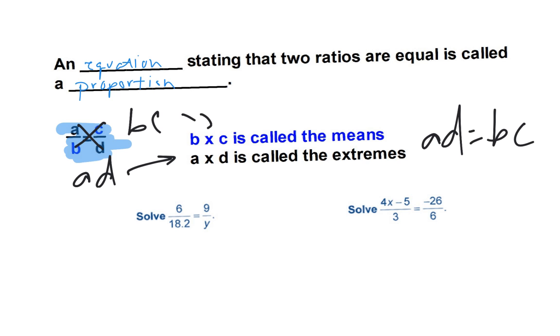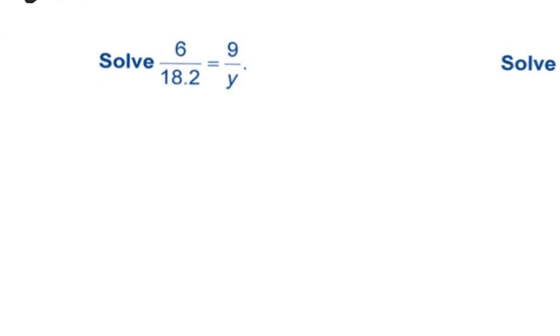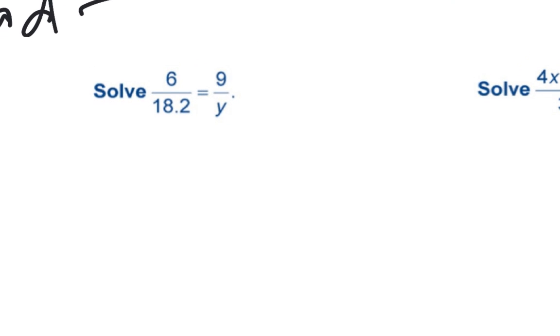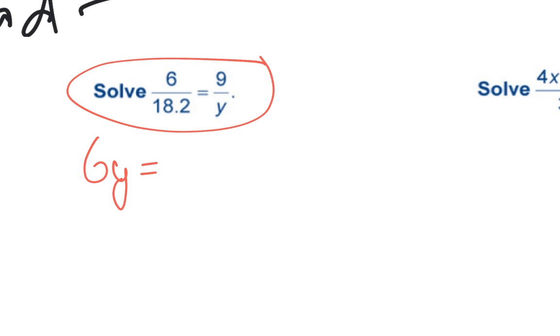So right here, this first one. I'm going to give you some tricks about this. How would I solve this problem right here? Cross multiply. So what 2 am I going to multiply? 6y and 18.2 times 9. So what's 18.2 times 9? You guys got a calculator? What's 18.2 times 9? 163.8.